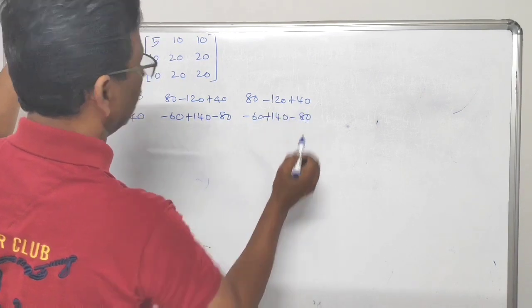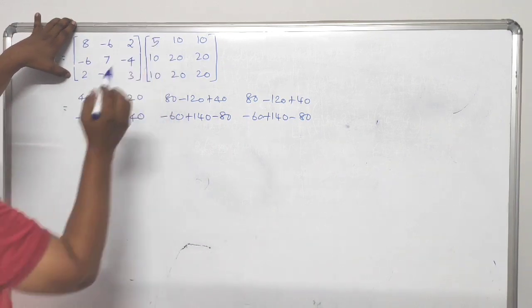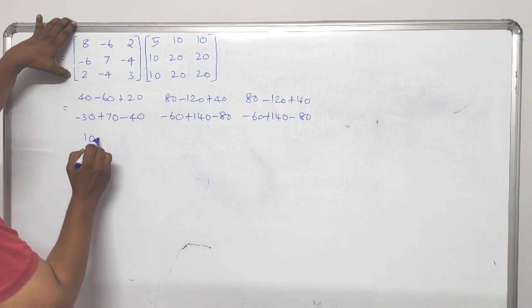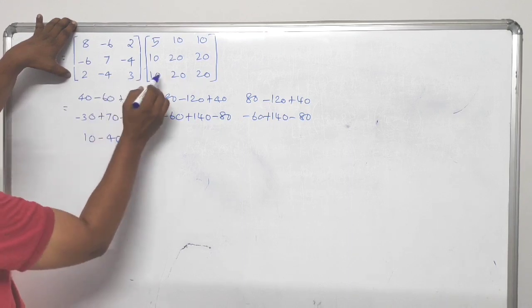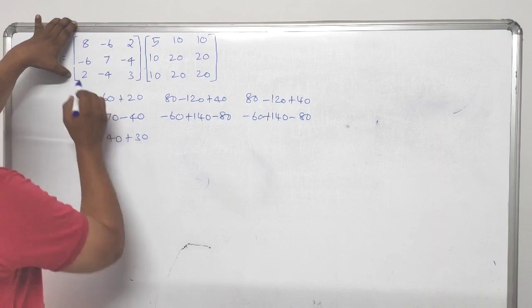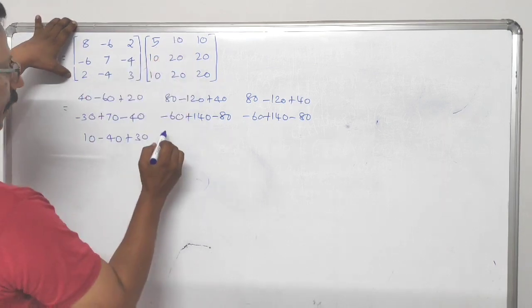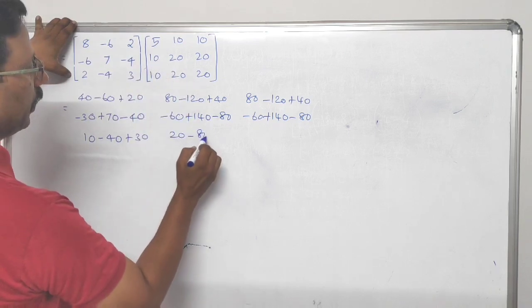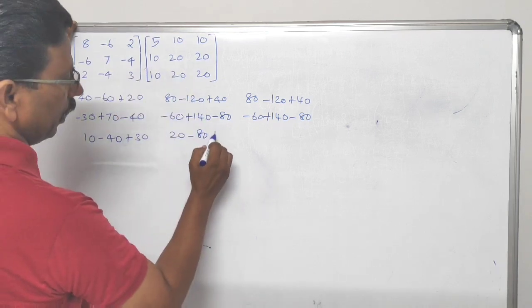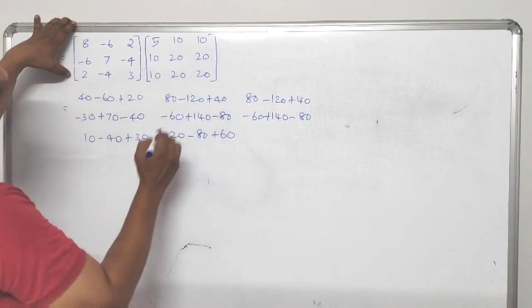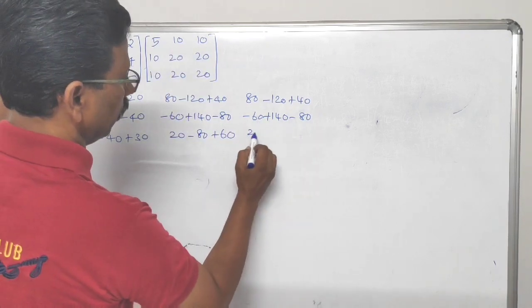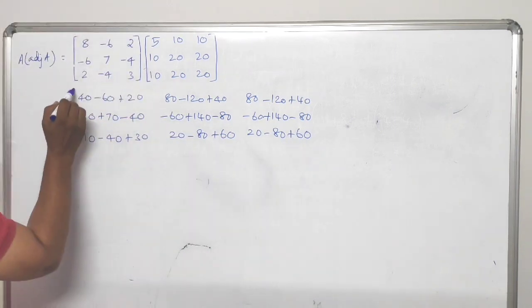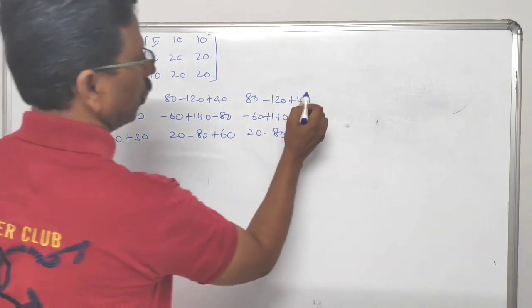Now you can take the third row, first column: 2 5s are 10, then minus 4 into 10 is minus 40, then plus 3 into 10 is 30. Now you can take the third row, second column: 2 into 10 equal to 20, then minus 4 into 20 equal to minus 80, then plus 3 into 20 equal to 60. Again the same elements, you can take the same product here, that is 20 minus 80 plus 60.